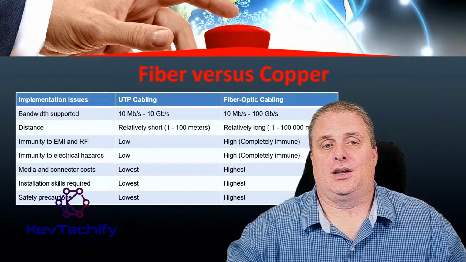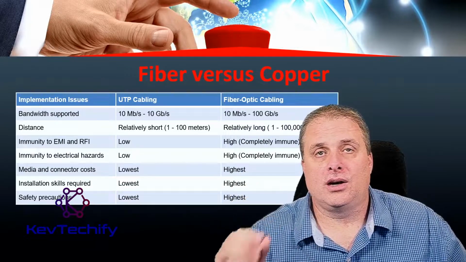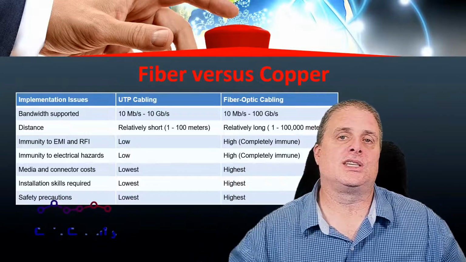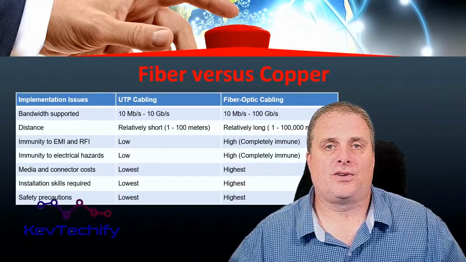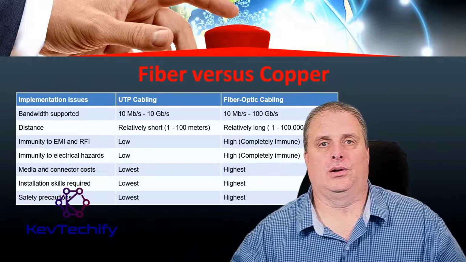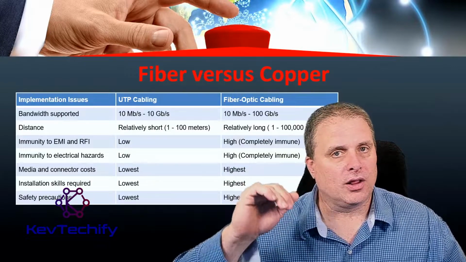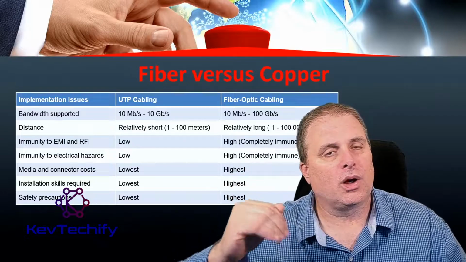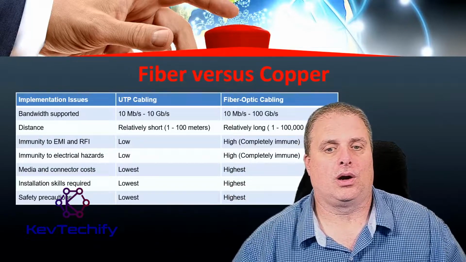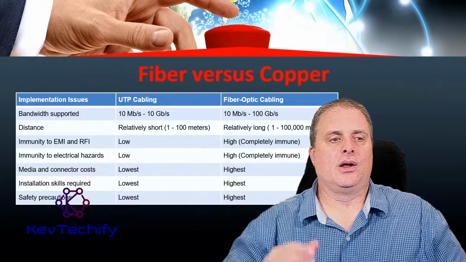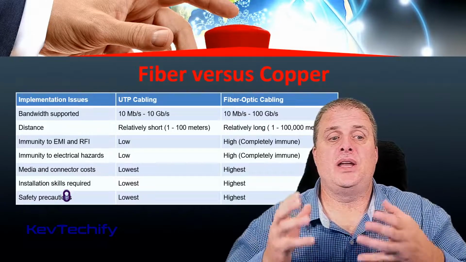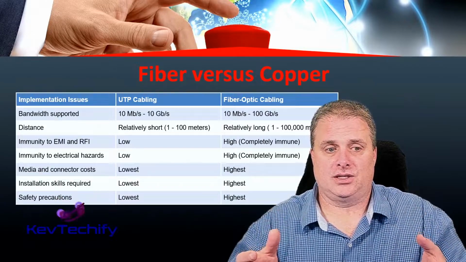Fiber, on the other hand, you can go 100,000 meters. That's over 60 miles you can go with single mode fiber optics. And that's why they bury it in long haul places. That's why they run it on the ocean floor. Then it has immunity to interference and electrical hazards.